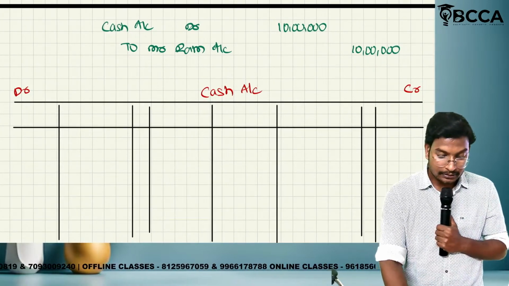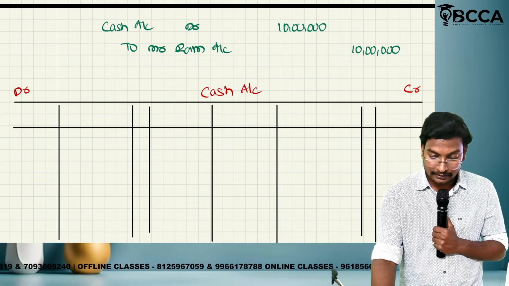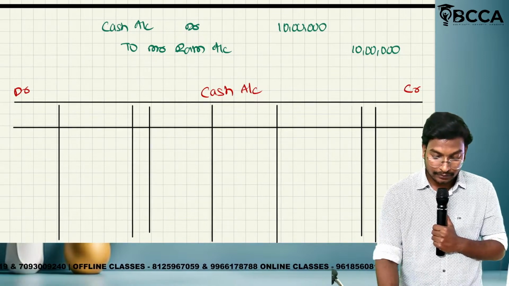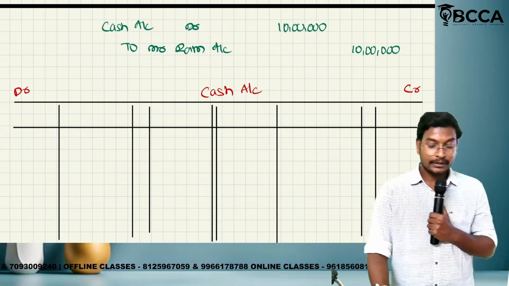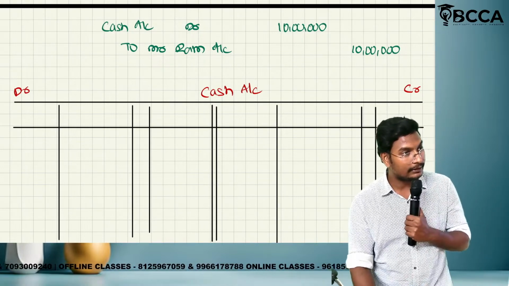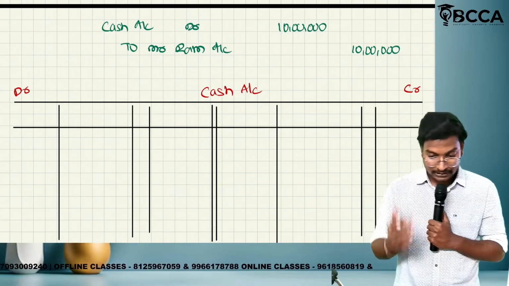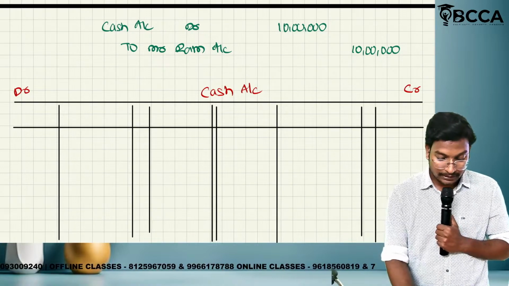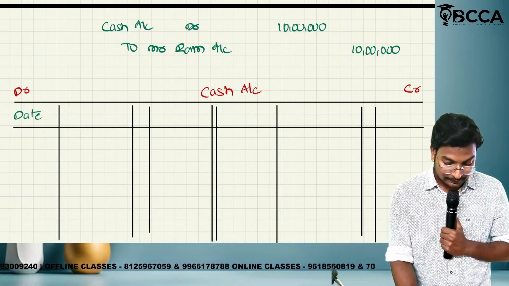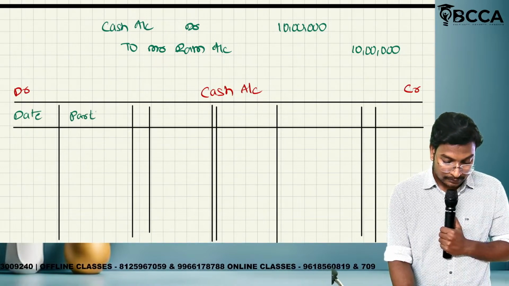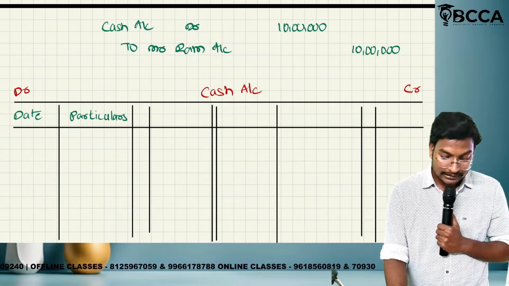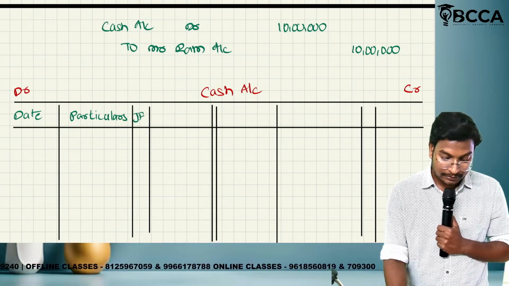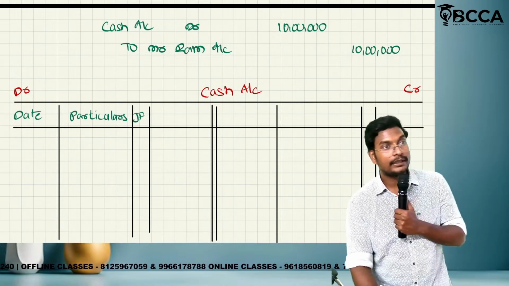Here, in order to differentiate the debit side and credit side, in the middle of the account we have to draw two lines. How many lines? Two lines. What is the first column name? Date, particulars, JF, because we have used the word LF in the journal.